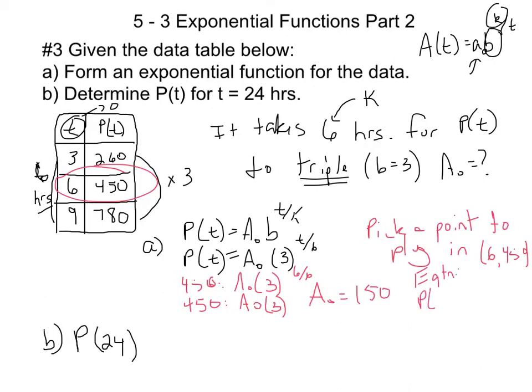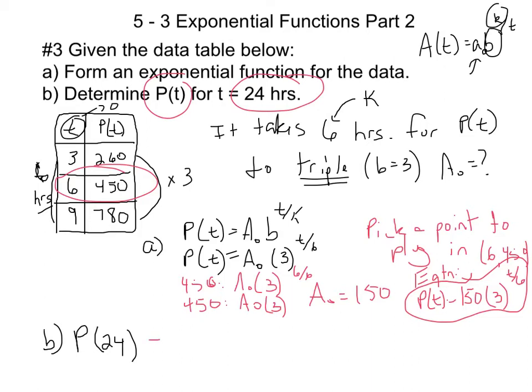P of t equals, what's your initial amount? Whatever it is, we started with 150 of it. What's happening to it? Oh, it's tripling. How often? Oh, about every 6 hours, or 6 days, or 6 years, or 6 months. That's awesome. Perfect. Now it says, okay then, smarty pants, how much would you have after 24 hours?